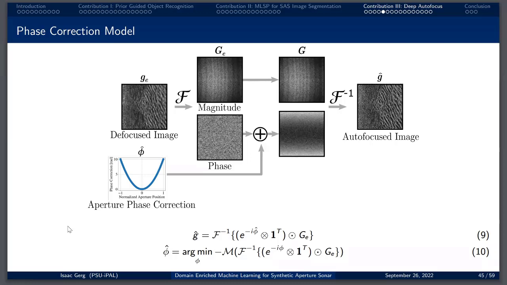What I can do is take my correction and add that to the phase plane. Now I have a new phase plane associated with the same frequency magnitude map. Then I can take the inverse FFT of that, and I'm going to end up with my good, autofocused, well-focused image. This process is described by the equation here in 9.